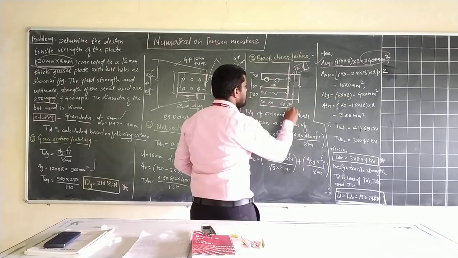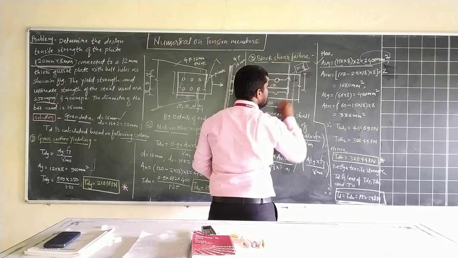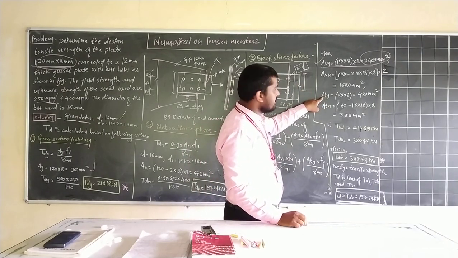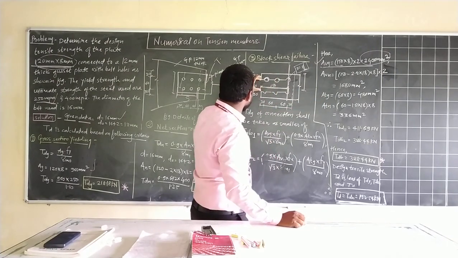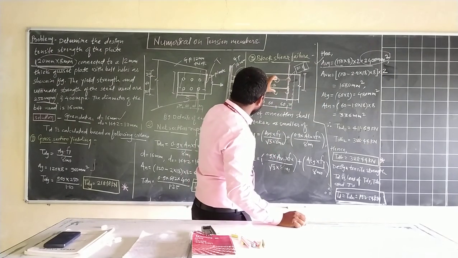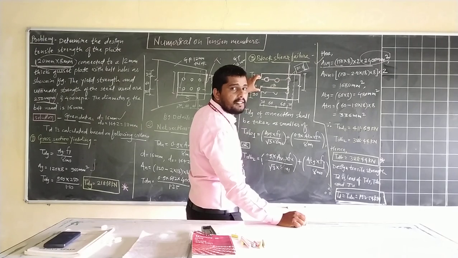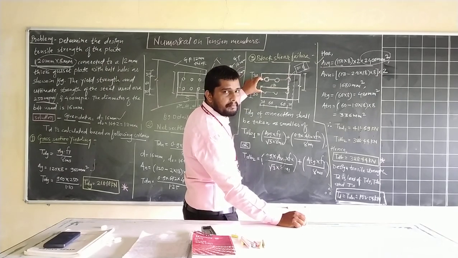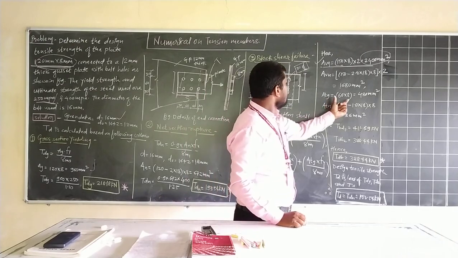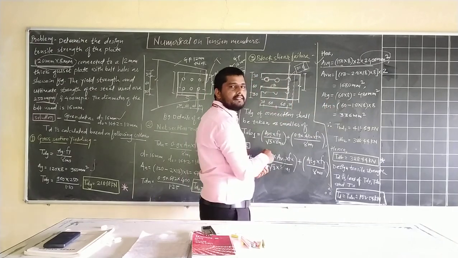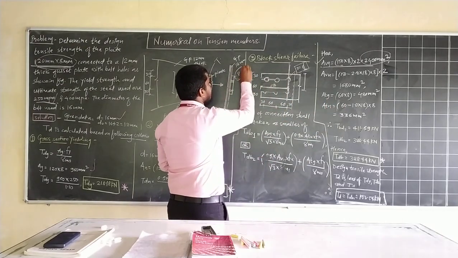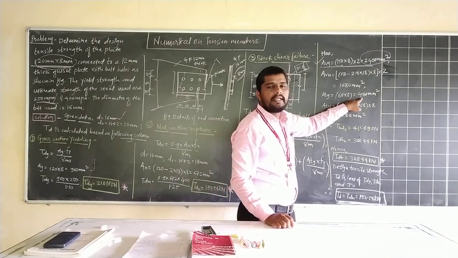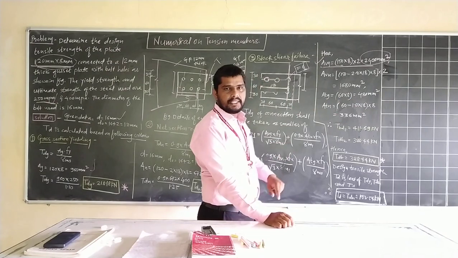Then similarly, this is under tension. So here, how are we going to find the gross tension area, ATG? This is the tension area, meaning whatever pitch is given between any two bolts, that is 60 mm, multiplied by the thickness of the plate, 8 mm, which gives 480 mm square as the gross tension area.